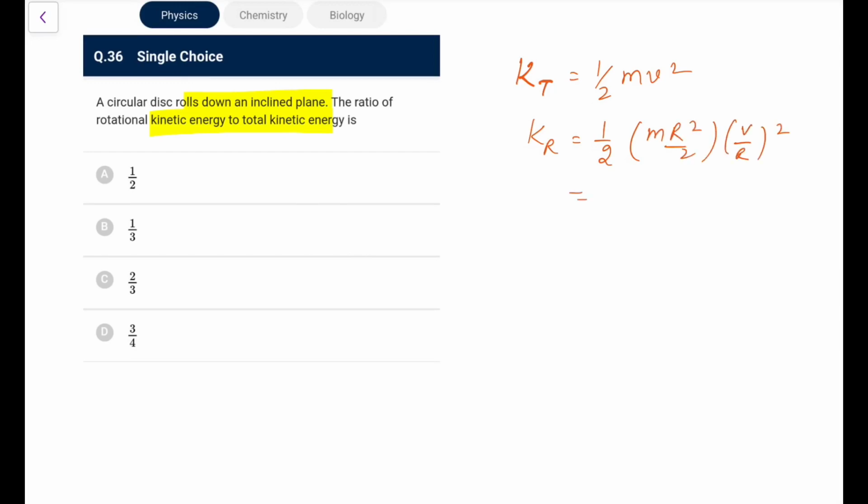So what I can make out, it would be 1 by 4 mv square. So the total kinetic energy would be the sum of these two, 3 by 4 mv square. So the rotational to total ratio would be 1:3. So you can directly go for option B in this case.